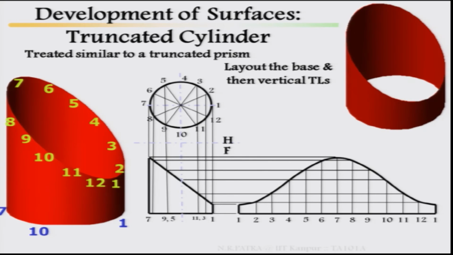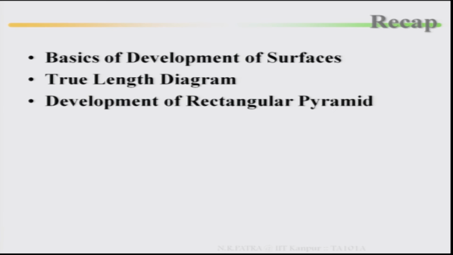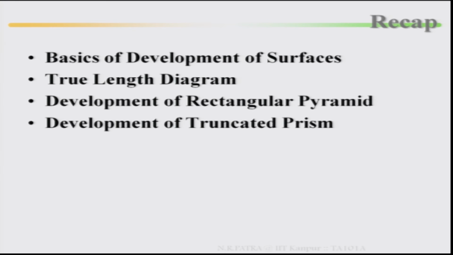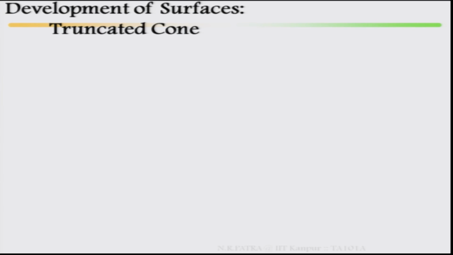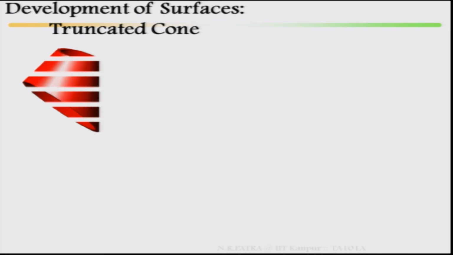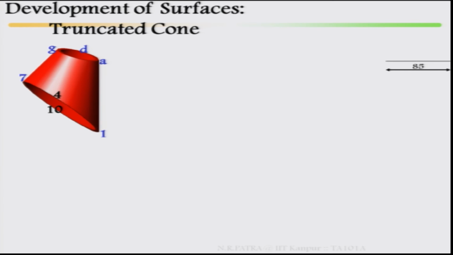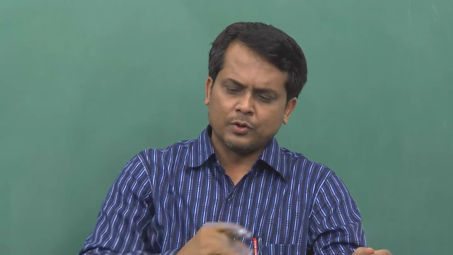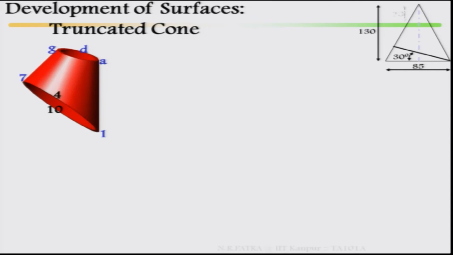This is your truncated shape, or maybe development shape. Basic development of surface means true length diagrams are required. Development of rectangular pyramid and development of truncated prism we have covered. Then development of surface of truncated cone. This is your truncated cone, truncated on both sides, not only at the base, the top also has been truncated. The dimensions are given.